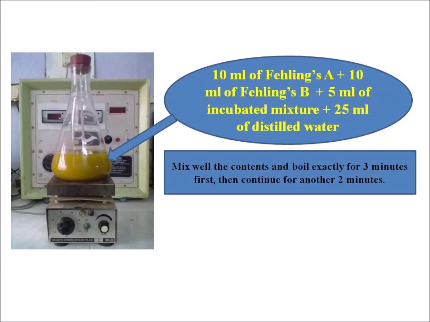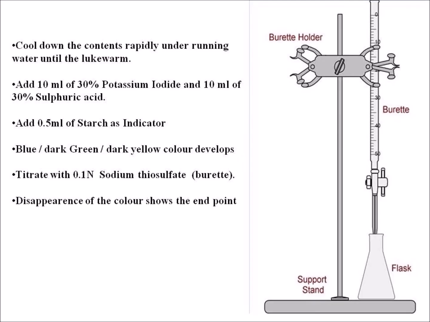After 2 hours of incubation, take 5 conical flasks of 50 ml, into which add 10 ml of Fehling's A, 10 ml of Fehling's B, 5 ml of incubated mixture and 25 ml of distilled water. Mix well the contents and boil exactly for 3 minutes first, then continue another 2 minutes. After boiling, cool down the contents rapidly under running water until lukewarm.